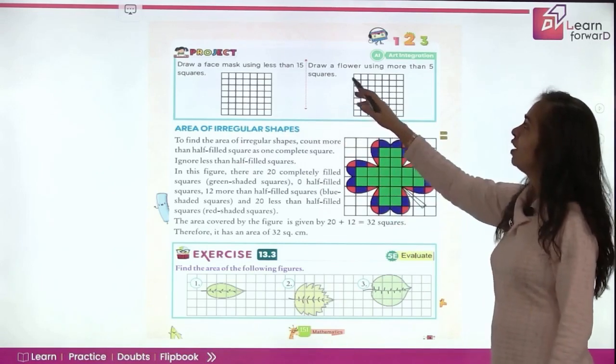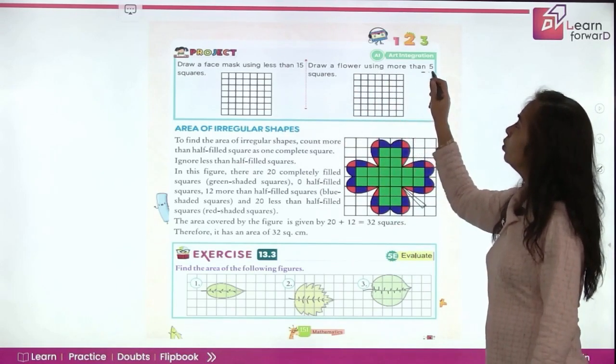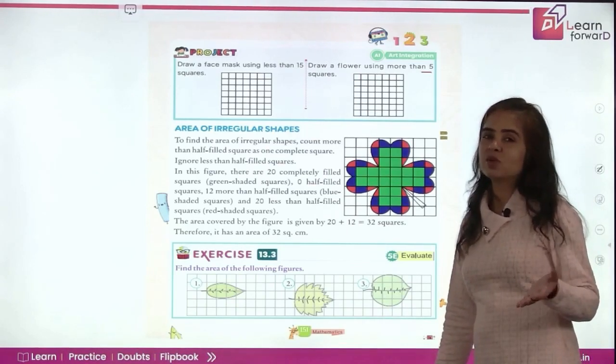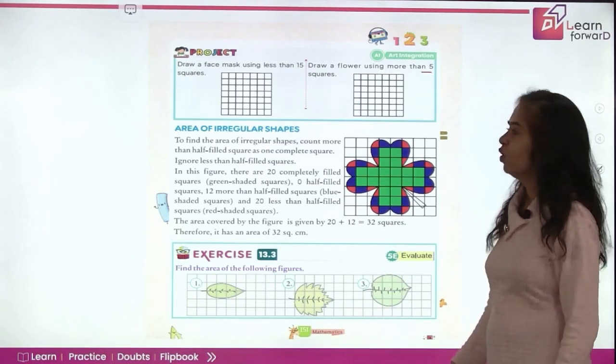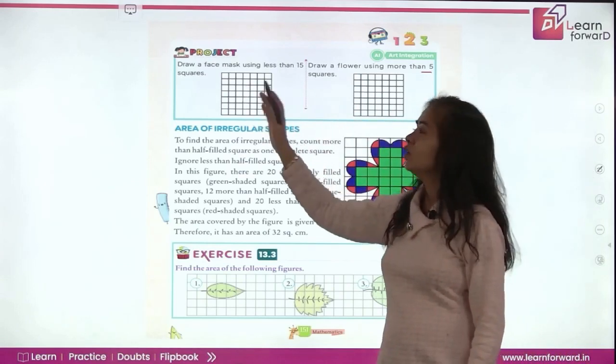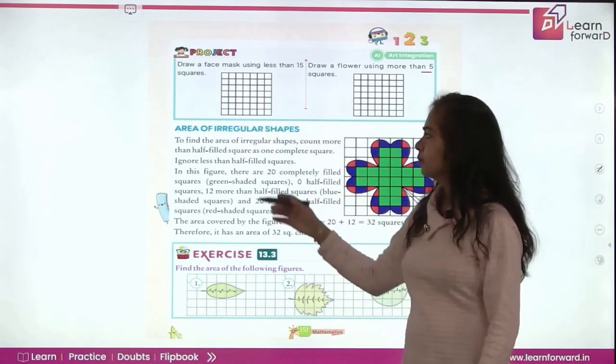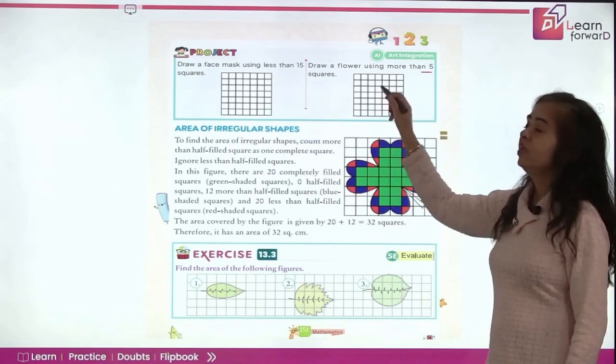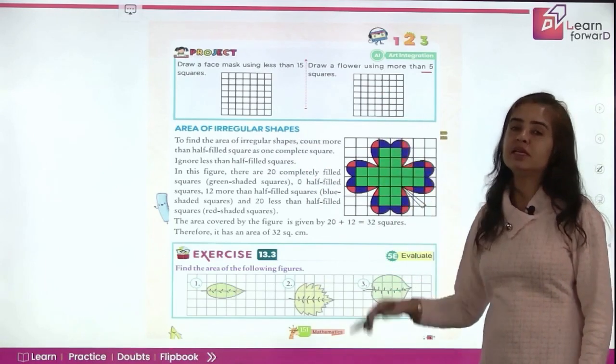And here you will have to draw a flower using more than 5 squares. So minimum should be 6 squares. You can use as many as you want. Here you have the minimum limit. Here you have the maximum one. Area of irregular shapes.